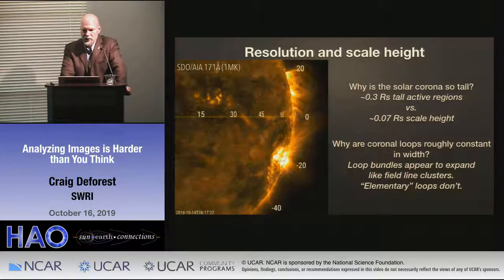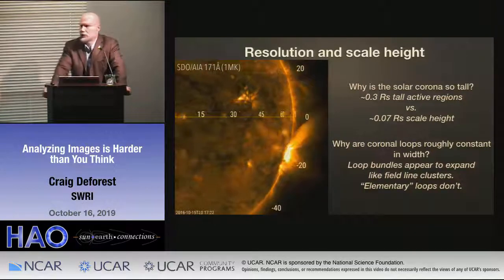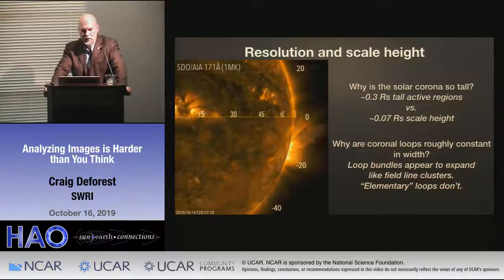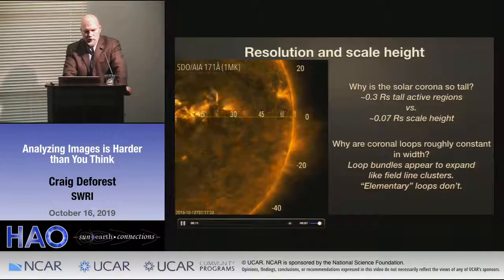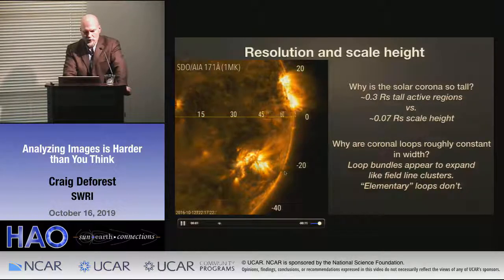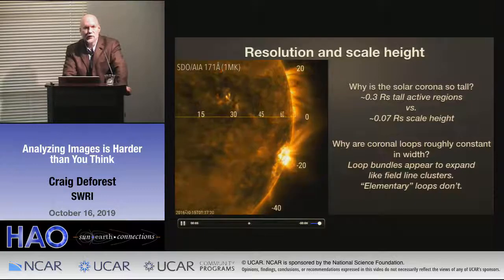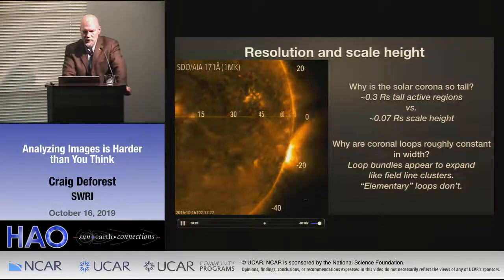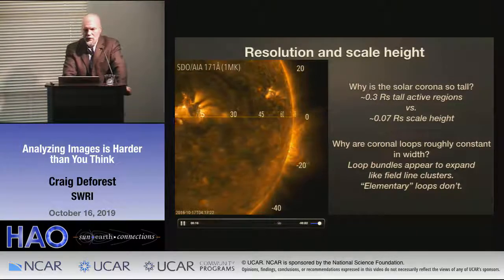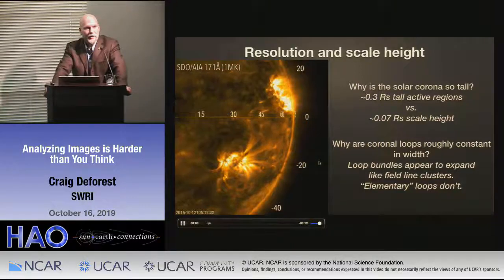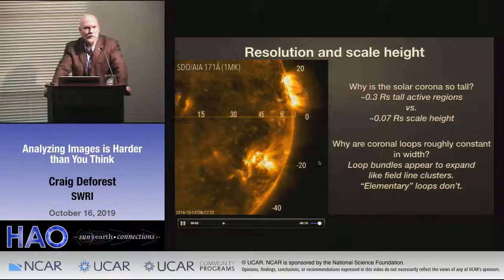There's a really curious enigma here that's been going on for a long time. Why is the corona so tall? You can see these active regions moving around in an AIA movie. It's a recent AIA movie in that I made it just a couple days ago, but it's from 3 years ago when the sun was more active. And you can see that these active regions are typically about 1/3 of a solar radius tall. That's a benchmark that we use throughout the field.